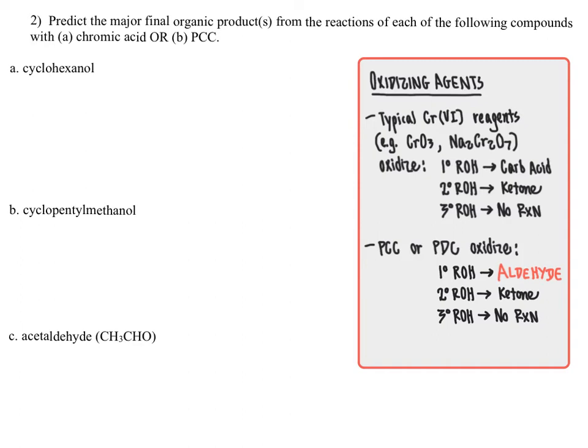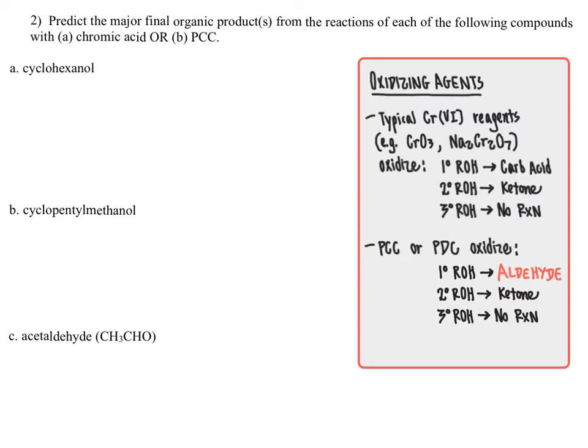Here we're continuing the Chapter 11 problem solving session problem sets. So we're going onward to question number 2, where you're asked to predict the major organic product or products from the reactions of each of the following compounds with chromic acid or PCC. Now, in order to get these types of questions right, you need to keep the fundamentals listed in that red box on your right in mind here.